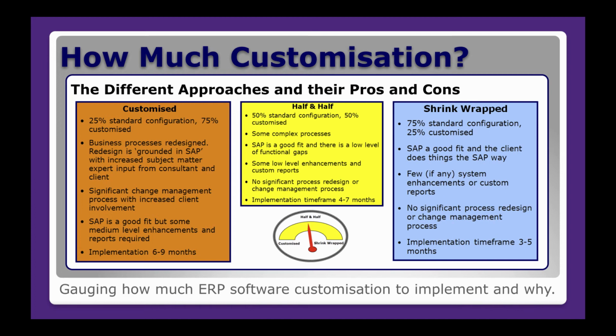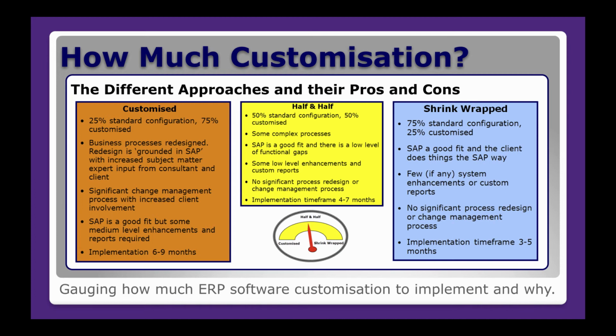So how much customization is typical? If you've got a highly customized system, 25% of the system will be standard and there will be 75% level of customization. This means the business processes have been redesigned. The redesign is grounded in SAP with increased subject matter expert input from the consultant and the client. Significant change management process with increased client involvement. It still means that SAP is a good fit, but some medium level enhancements and reports have been required. This takes about 6 to 9 months to achieve.